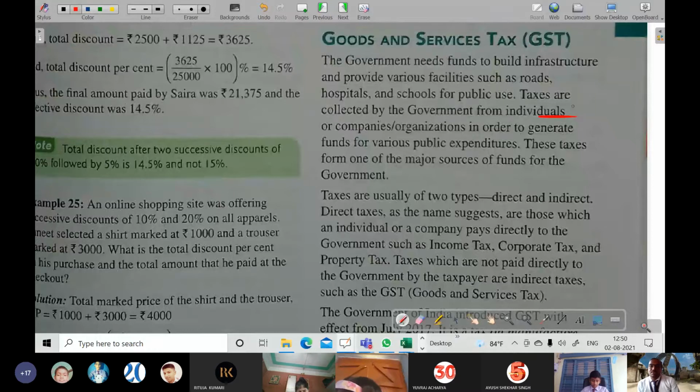Taxes are usually of two types, direct and indirect. Direct taxes, as the name suggests, are those which an individual or company pays directly to the government, such as income tax, corporate tax, property tax. These are direct taxes. Taxes which are not paid directly to the government by the taxpayers are indirect taxes, such as goods and service tax.